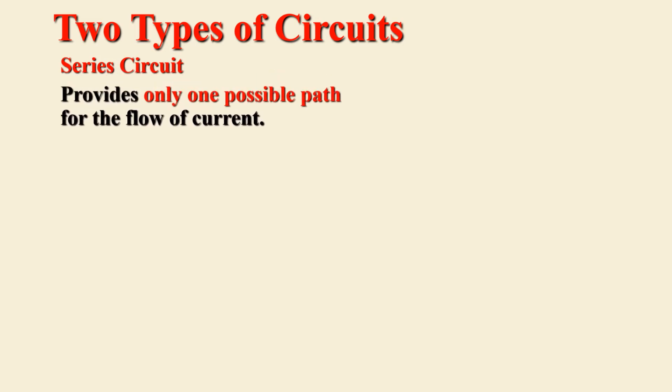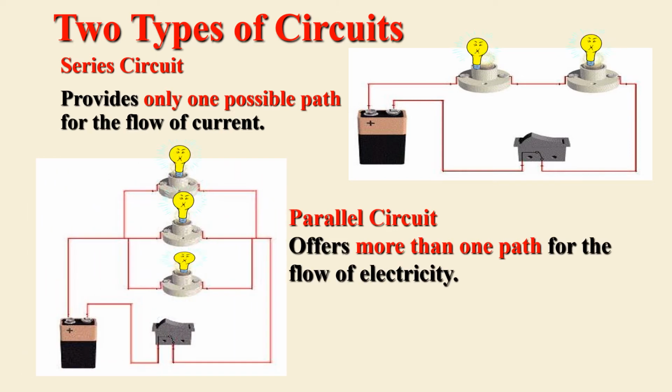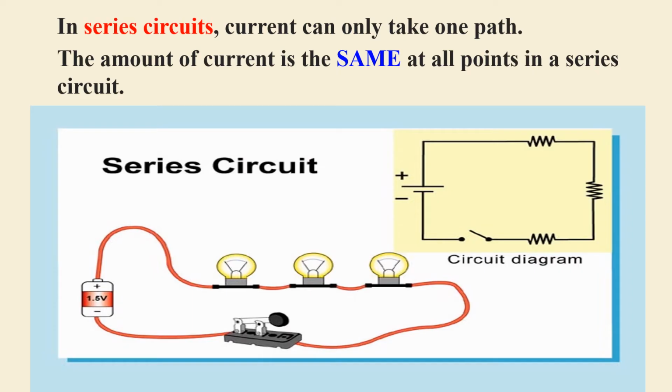There are two types of circuits. The series circuit provides only one possible path for the flow of current, whereas the parallel circuit offers more than one path for the flow of electricity. A string of Christmas lights is an example of a series circuit. When one burns out, the circuit is broken and none of the lights will work. In series circuits, current can only take one path. The amount of current is the same at all points in a series circuit.